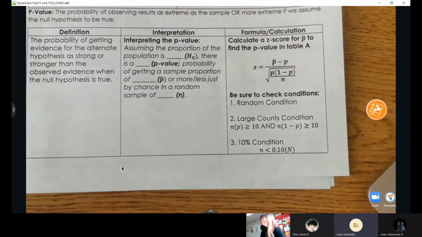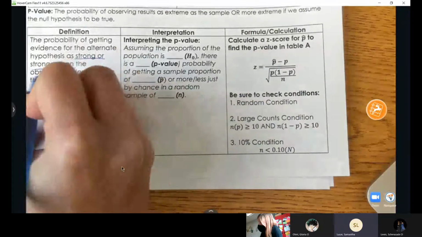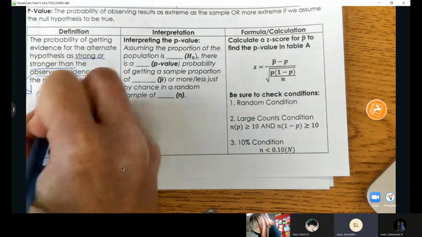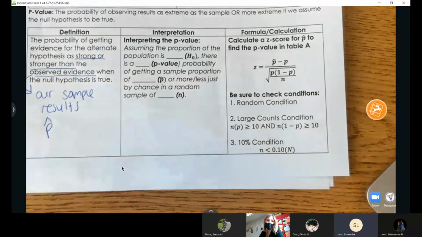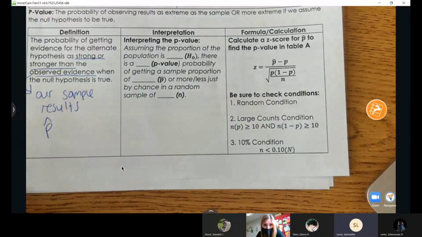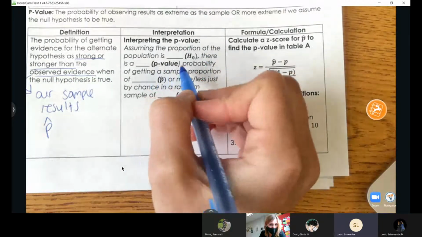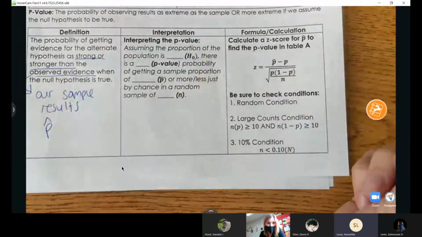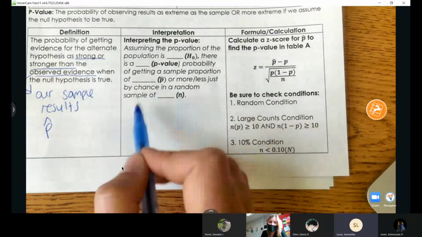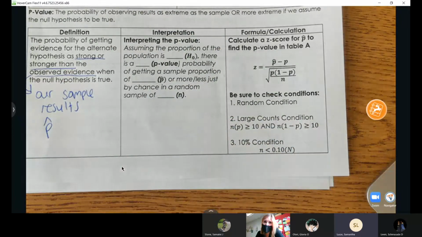So my definition is the probability of getting evidence for the alternative hypothesis as strong or stronger than the observed evidence. And the observed evidence is our sample results, so our p hat, if the null is true. Interpreting the p-value, we're going to say assuming the null is true, so assuming that the proportion truly is what we think it is, there is a p-value probability, because the p-value essentially is a probability, of getting a sample proportion of p hat or more or less by chance in a random sample of size n.